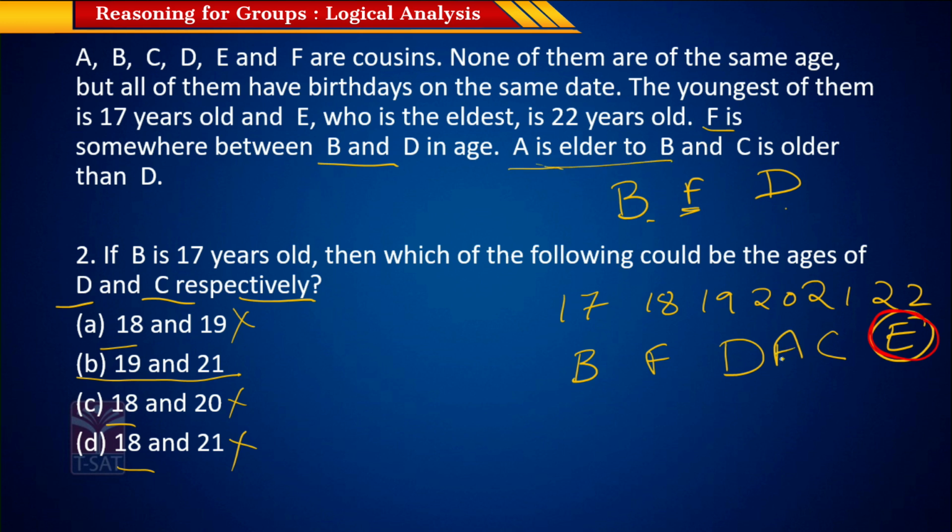A is elder to B. So A is 20, B is 17. So yes, that makes sense. A is older than B. And then C is also older than D. So C is 21, D is 19. So that also is making perfect logical sense. So the answer option is B, 19 and 21.